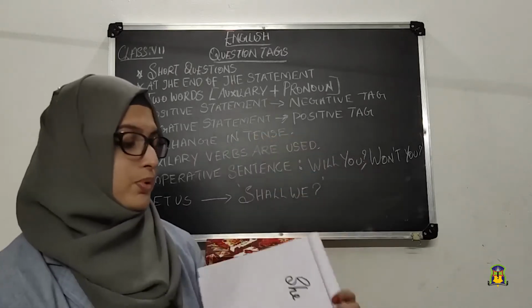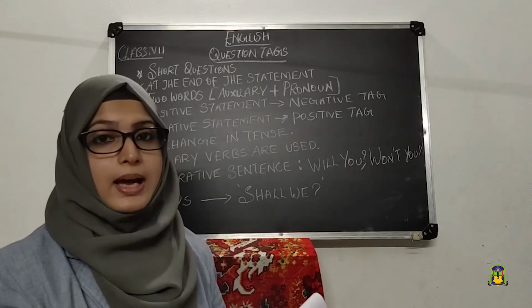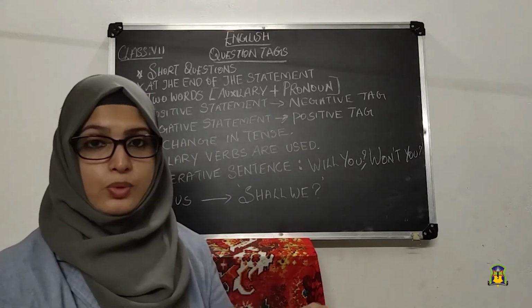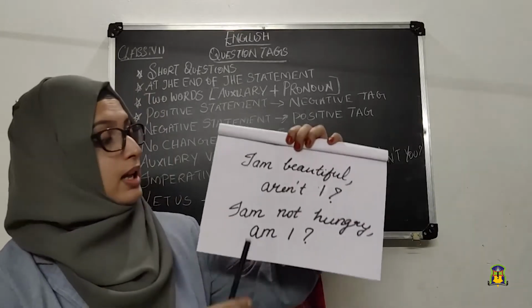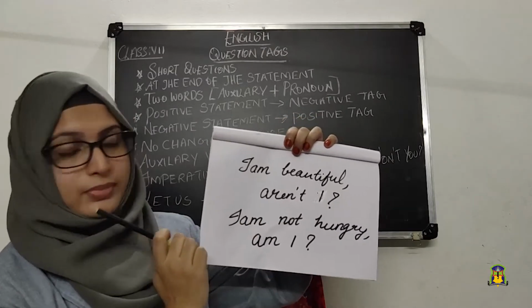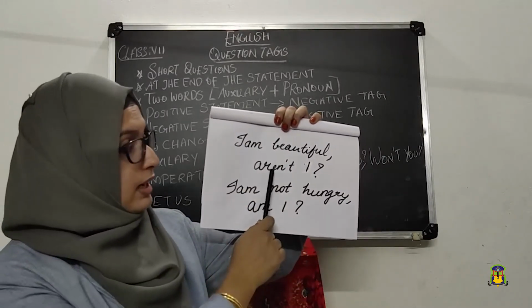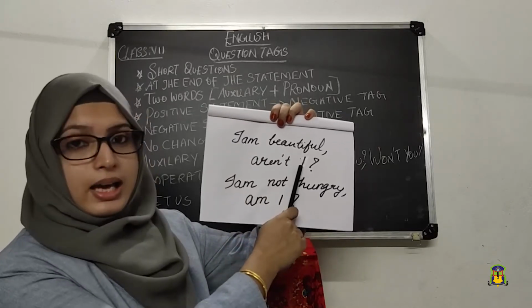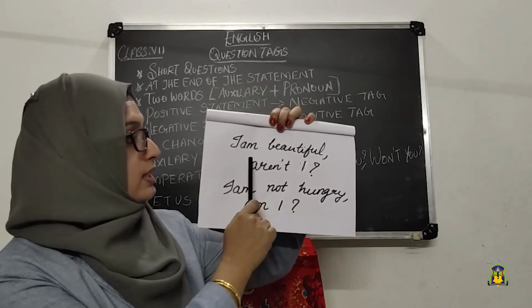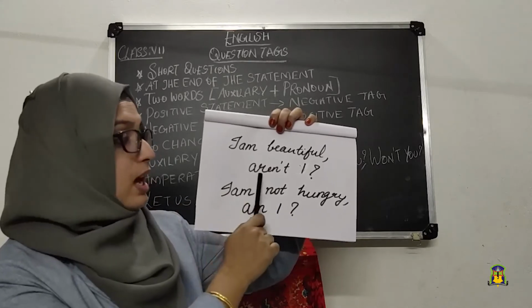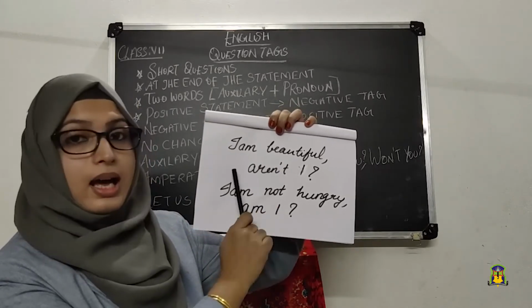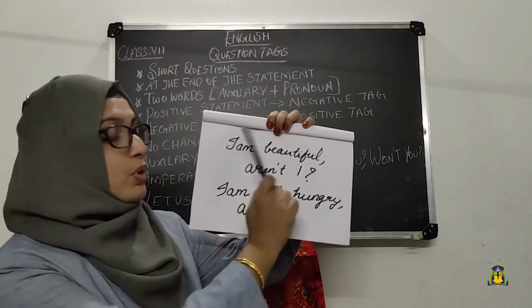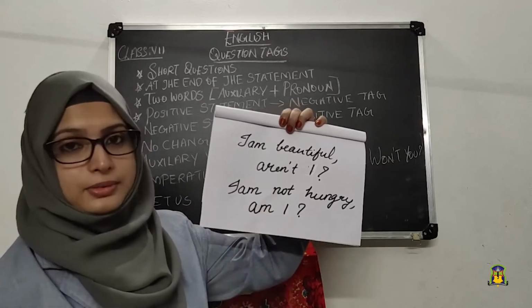Suppose the sentence is starting with am. What will we do? I am beautiful. I am beautiful, aren't I? I am beautiful, we cannot say that I am not I. We can use are instead of that. Are not I, aren't I. This is a positive statement, and we got a negative tag.